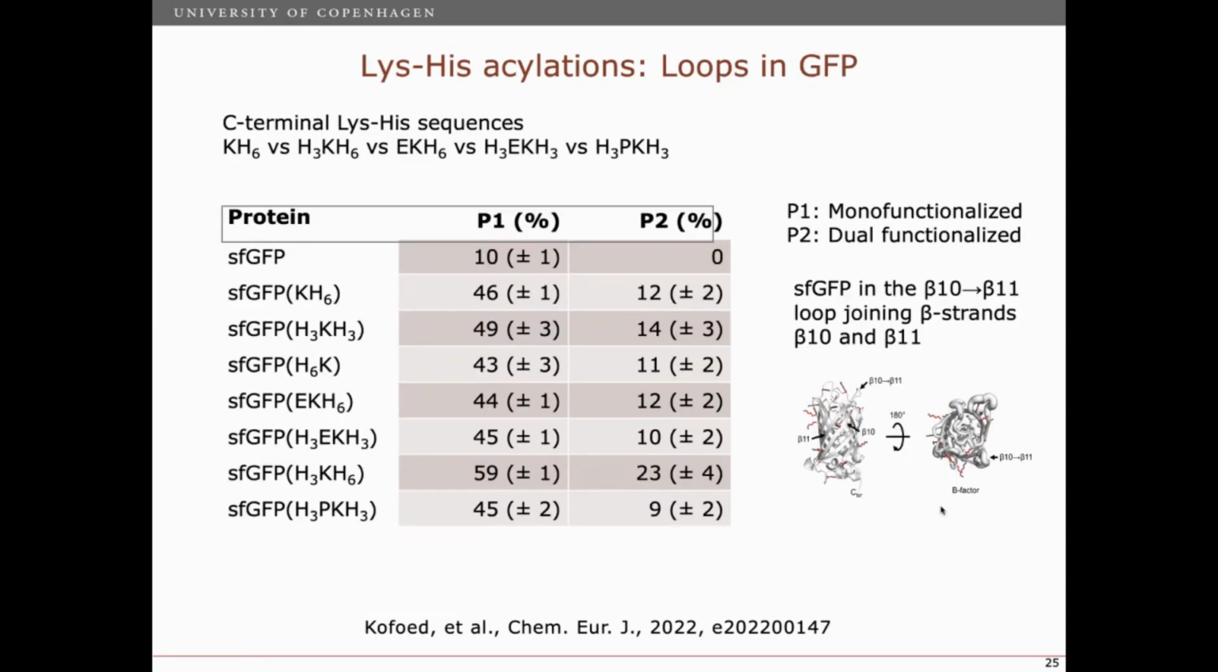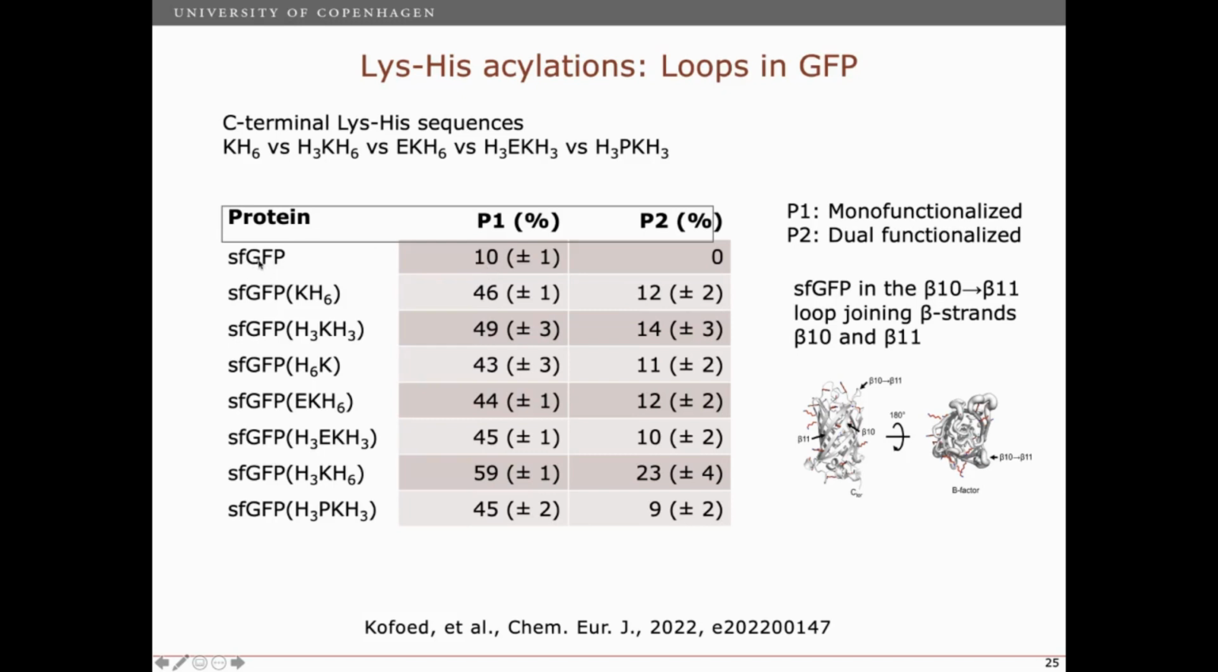So this was C-terminal. Is this also feasible in a loop? And here Sanne re-engineered a GFP so that in the loop that connects the beta 10 to beta 11 strand, she inserted a loop out here, and this was then expressed and purified by Christian Kofod down here.